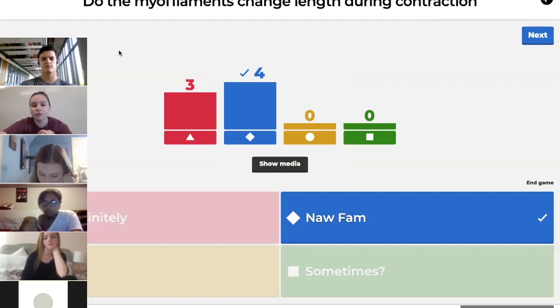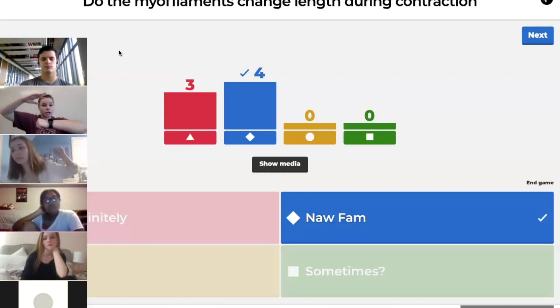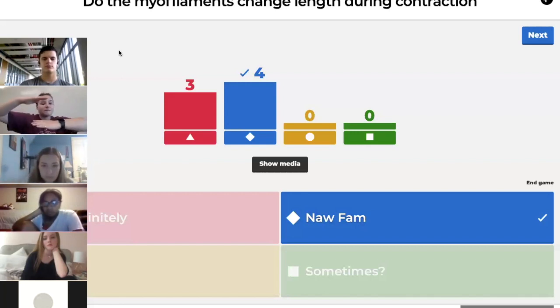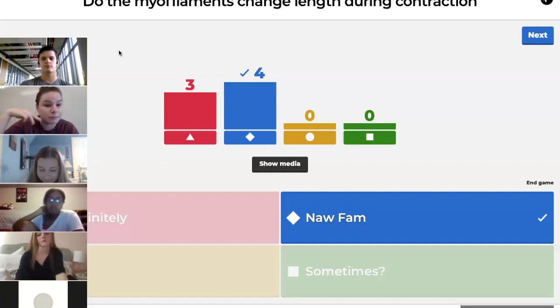If you haven't been watching the session, you probably wouldn't know that. So that's okay. But hear me, because they will ask you this and they will try and trick you. Most people get this super, super wrong. So they do not change length. They just overlap more, and so it looks like they're shorter. The sarcomere shortens. That's the smallest contractile unit, the thing that contracts and shortens, okay? But the filaments just slide over each other, which is why it's called the sliding filament model. Do not be tricked.